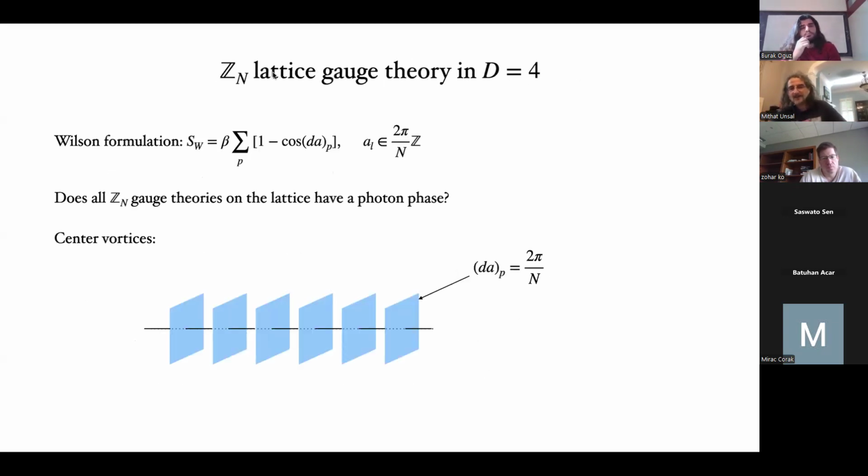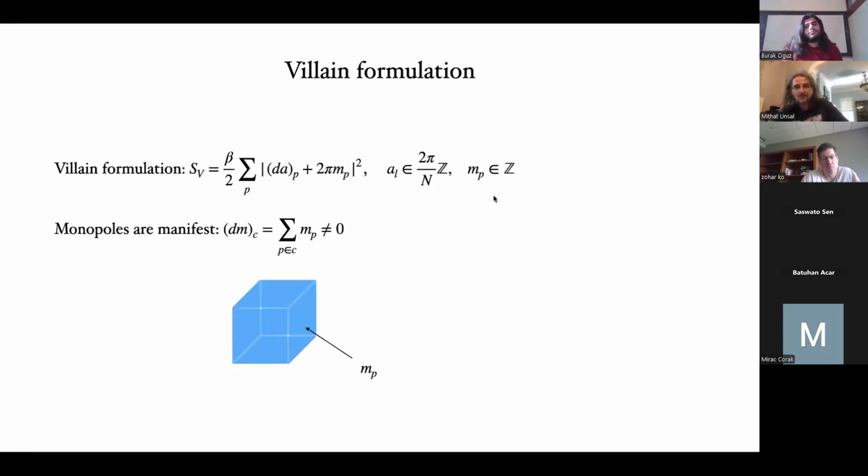Okay. Again, if we take Z_n lattice gauge theory, this is very standard, so I move over it quickly. In Wilson formulation, we have these link fields, Z_n link fields. And one interesting question is, for example, do Z_n gauge theories on a lattice have photon phases? It's a very intriguing possibility. And we can talk about the center vortices where plaquettes have this particular phase. Or we can go to the Villain formulation, which is much more friendly for our purpose, which also makes monopoles manifest. The oriented sum of these fluxes gives us the monopole charge or currents, the way you look at the construction. So you have both of these things at our disposal.